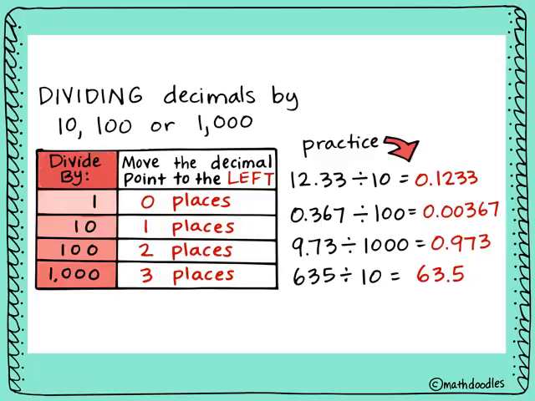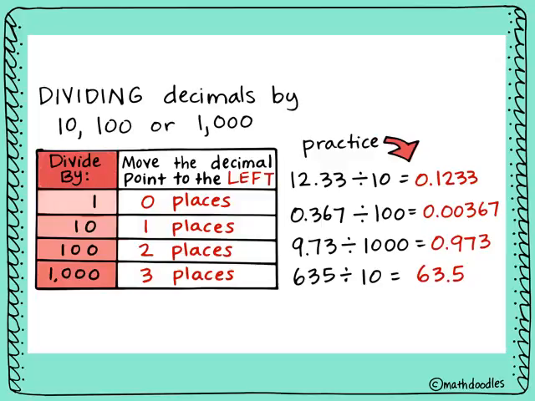The second example, 0.367 divided by 100. You're going to move the decimal 2 places to the left, because for 100 it says move it 2 places to the left. They moved the decimal 2 spots to the left and had to fill in one of those as a 0. So now our answer is 0.00367, and that one is correct.